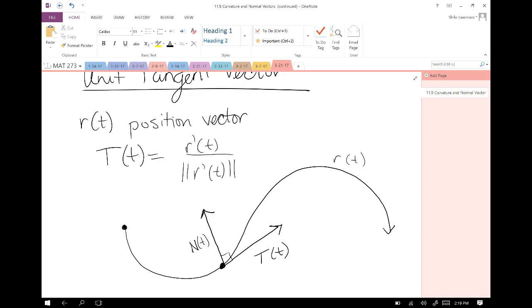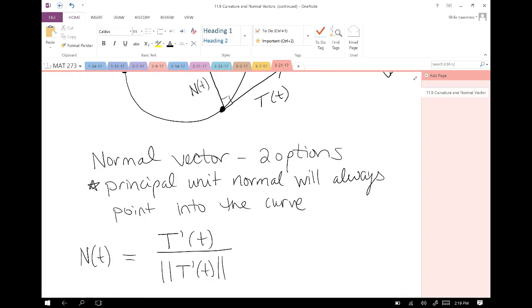So it's like r to T to N. It's the same as r to v to a. Position, velocity, acceleration. It's the same idea. So position to tangent vector to normal vector. It's just a progression of derivatives. So to get to your unit tangent vector, do derivative over magnitude. And then to get to your unit normal vector, you take the unit tangent vector, you do derivative over magnitude.